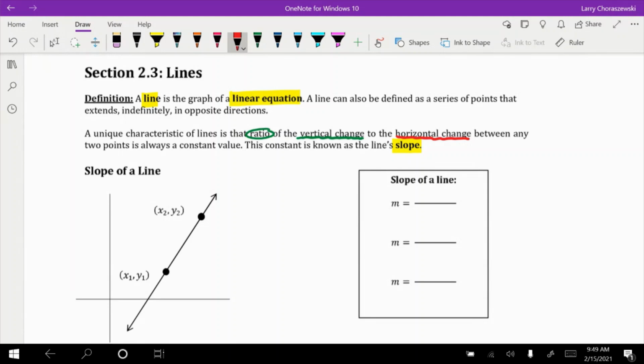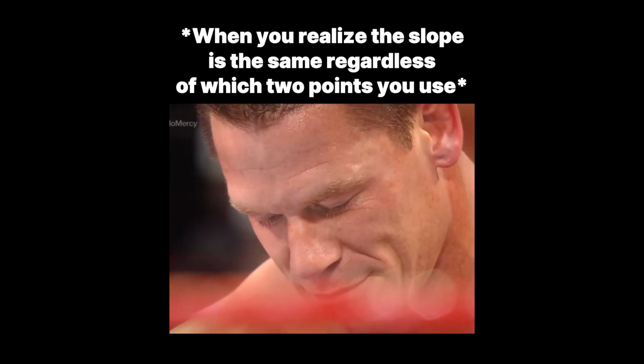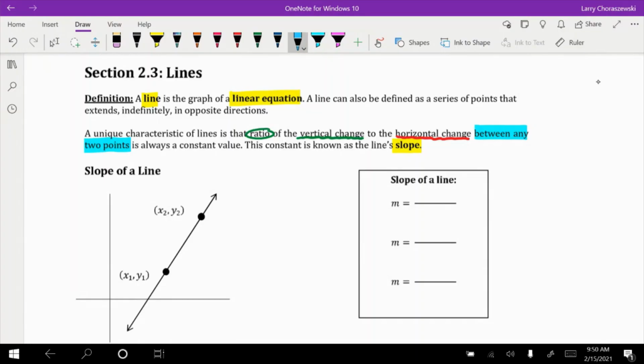These changes are calculated by taking 2 points that are on the line, and it can be any 2 points. And so this ratio of the vertical change to horizontal change between any 2 points will always give you the same number. That's why it says here it is always a constant value. And this constant value, or this number that you get when you form these ratios, is known as line slope. We typically indicate that with the letter M.